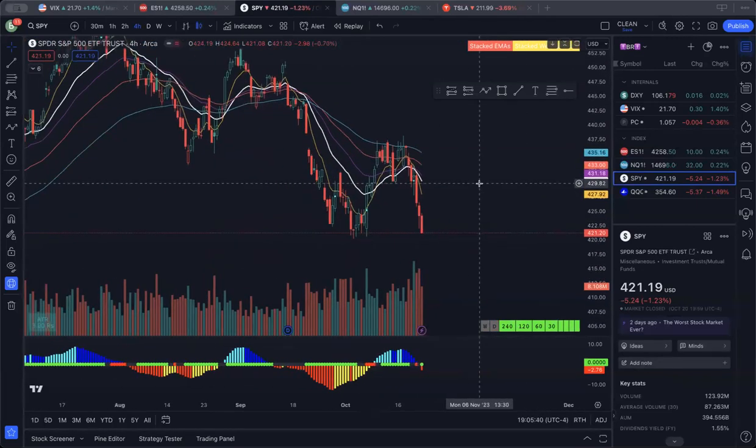So how am I expecting to play this market? The same way I would expect to play anything else, right? We're in a downtrend, so I expect us to trend down. Like, I don't expect us to move up.